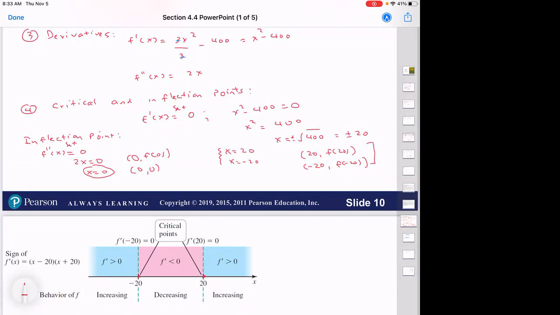I have a question. Please. When you got x equals 0 for the inflection point, you set the point to (0, f(0)), so you just plugged in 0 into the original equation? Yes. And you got 0 from that? Yes. Okay, all right. Good. Thank you.